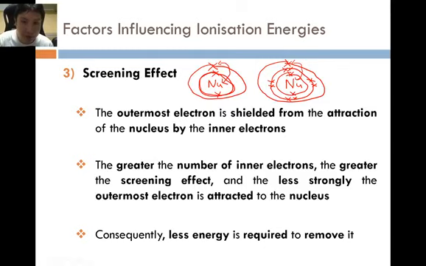So what I've said is that the outermost electron is shielded from the attraction of the nucleus by the inner electrons. It's terribly important to understand that it's only the inner electrons that shield the outermost electrons. The shielding effect is dependent only on the number of inner shell electrons. The greater the number of inner shell electrons, the greater the screening effect, and the less strongly the outermost electron will be attracted to the nucleus and less energy will be required to remove it.